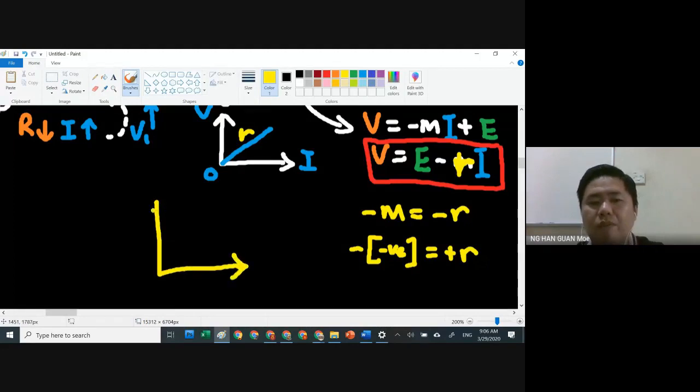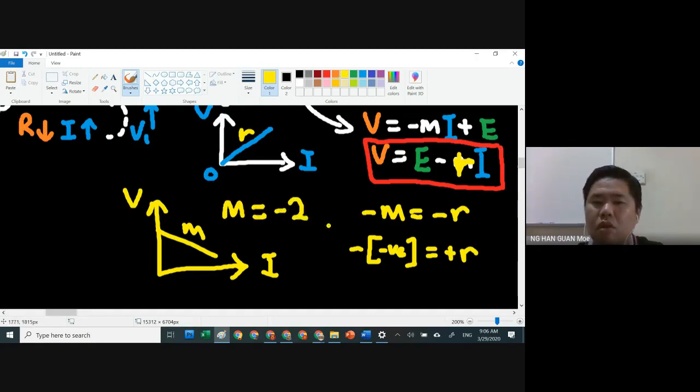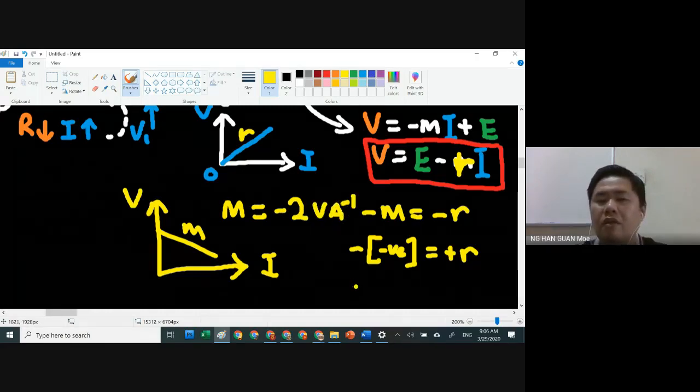So in the actual SPM, they always give a question like this. SPM gives you the graph V against I like this. Afterward, it asks you to determine the gradient, in one of the paper 3 questions. So the student will calculate and get the answer. Let's say M equal to negative 2 V over ampere, V over ampere, right? Because current is in ampere.